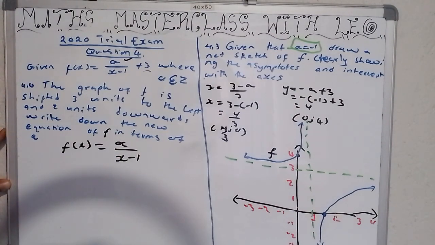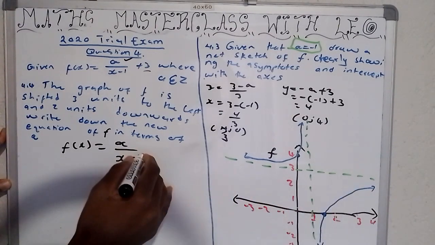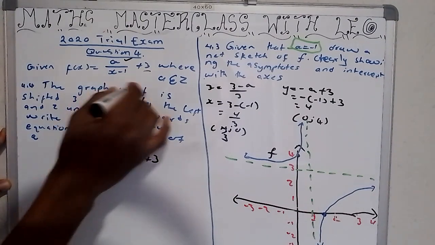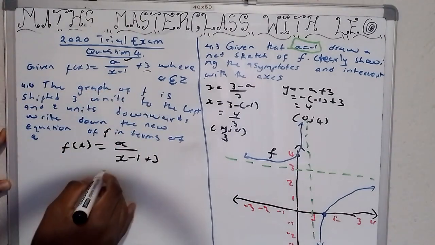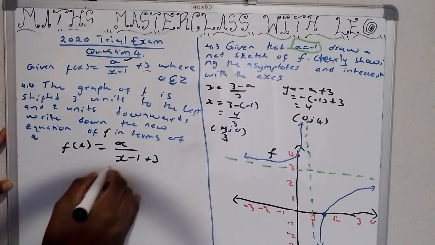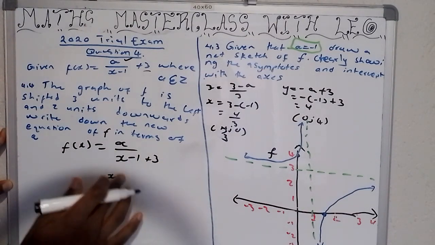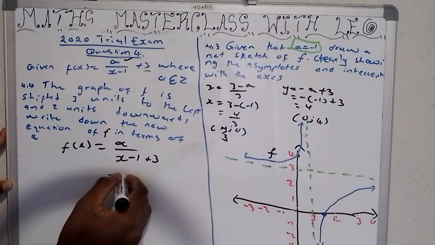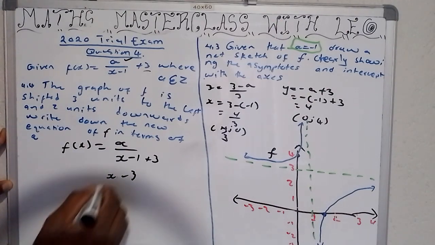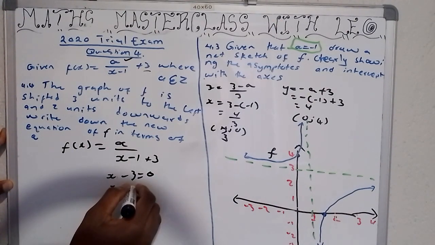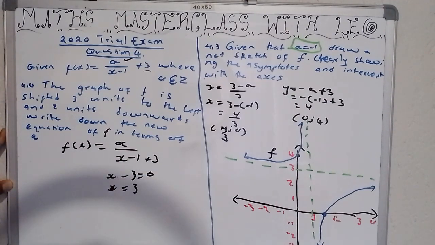right? If they say it's shifting to the left, it means it's going to be plus. Let me tell you why I am saying plus. It's going to be plus 3. Look, guys. If they say it's shifting to the left, it means x is equal to, wait, shifting to the left, x is minus 3, right? Then when I take this 3 to the other side, I'm going to have x plus 3. This is the shifting of the graph to the left.